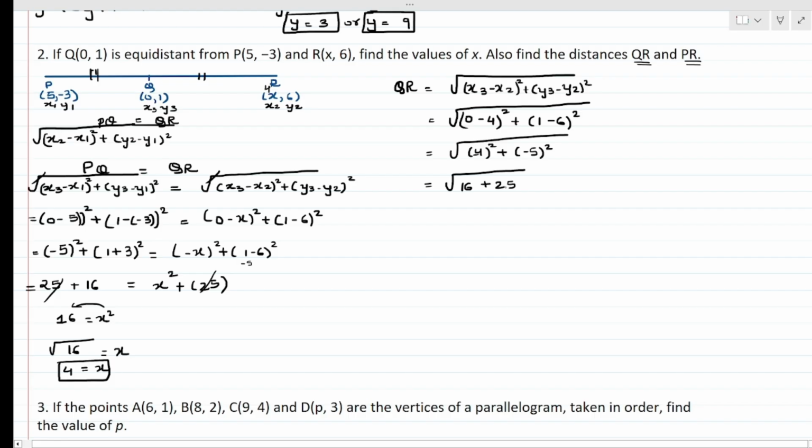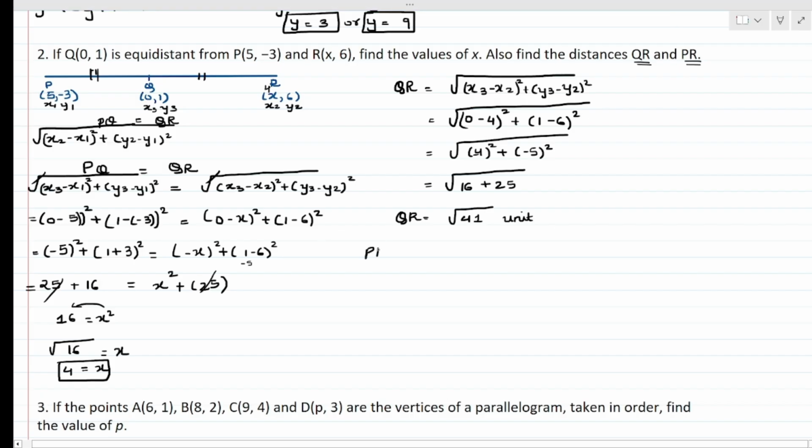That means 16 plus 25 gives you 41. So, you will get QR is equal to under root 41 unit. Okay.